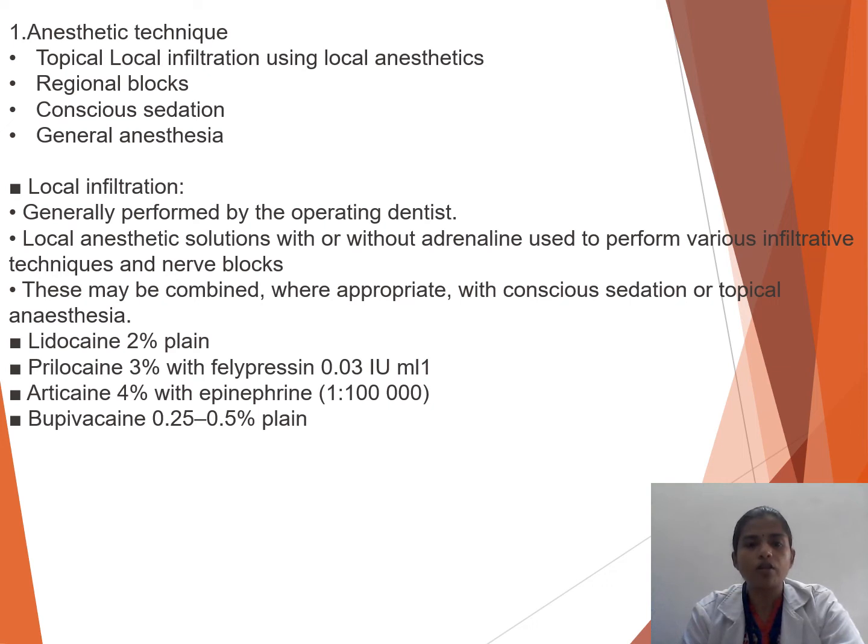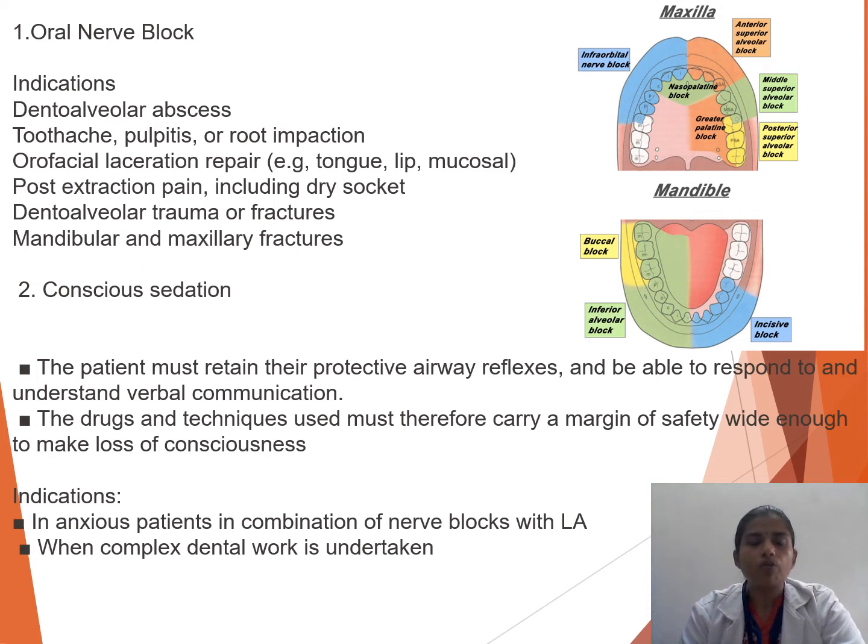Some of the local anesthetic agents used for local infiltration are lidocaine 2% plain, prilocaine 3% with felypressin 0.03 international units per ml, articaine 4% with epinephrine, bupivacaine 0.25 to 0.5% plain. Oral nerve block. Some of the indications for oral nerve block are dentoalveolar abscesses, toothache, pulpitis or root impaction, orofacial laceration repair, for example tongue, lip, mucosa, post-extraction pain including dry socket, dentoalveolar trauma or fractures, mandibular and maxillary fractures.